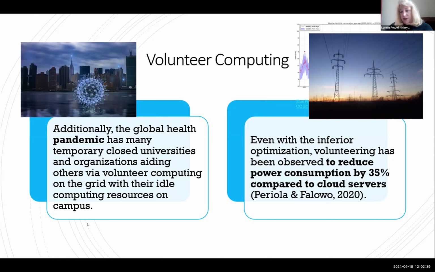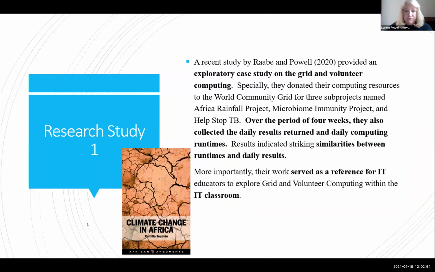Other things that we also see is, again, the ability to reduce power consumption by 35% by pushing it to cloud servers in one way, shape, or form. So that's really another good thing that we're optimizing within volunteer computing and dispersing all throughout the grid.